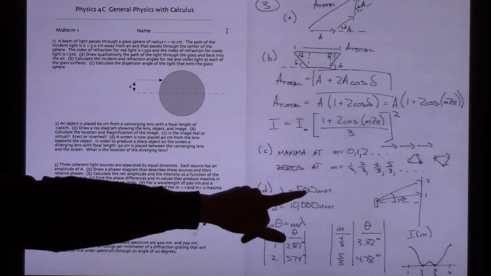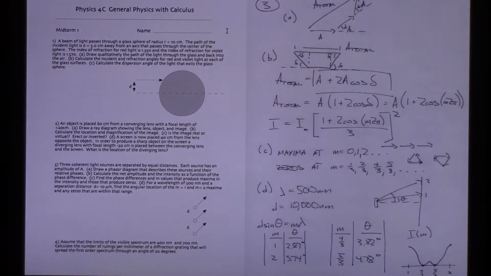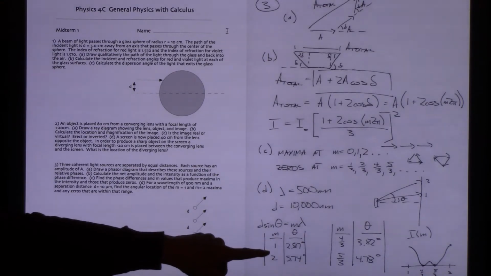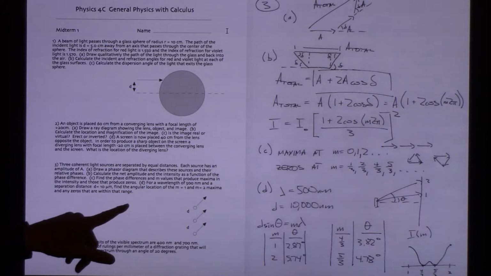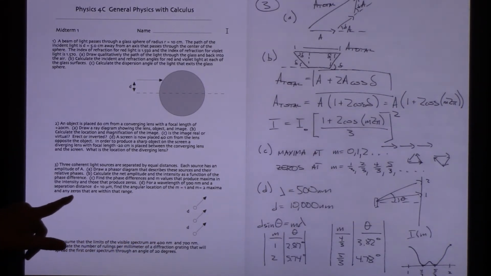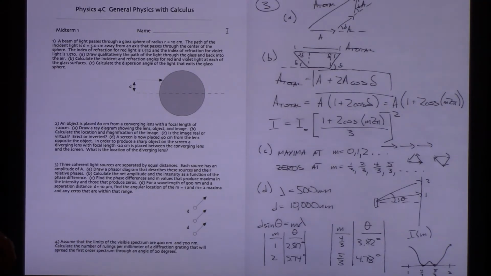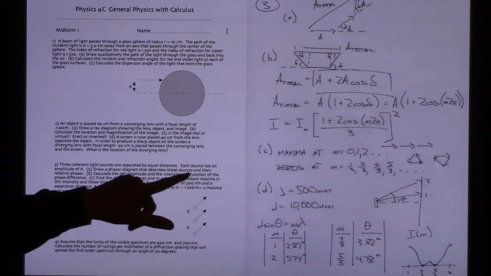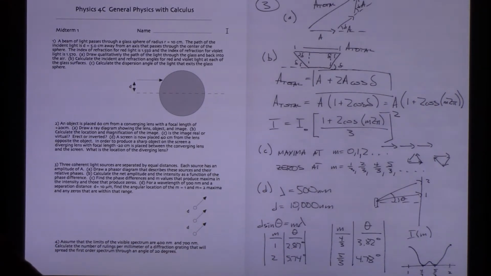And so I have 500 nanometers and 10,000 nanometers. I can use my D sine theta equals m lambda. And I can start putting numbers in for m equals 1, m equals 2. Now it asks for the angular locations of any zeros within that range. So, yeah, the ones in between 1 and 2 would be m values of 4/3 and 5/3. And so I've got all the angles written down for that.